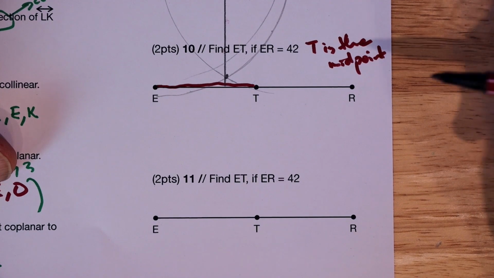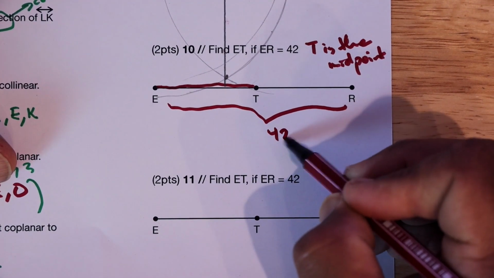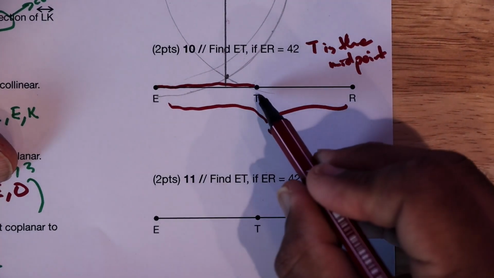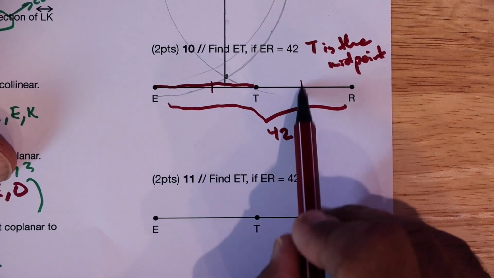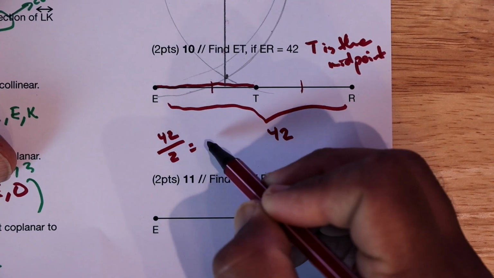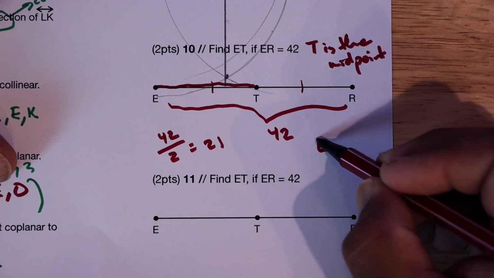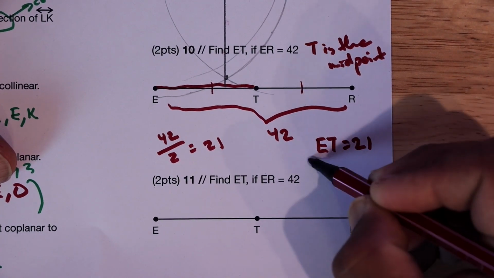So if T is the midpoint and ER, this whole thing, is 42, and that's in the middle, then these have to be half the size. So 42 divided by 2 equals 21. So ET equals 21.